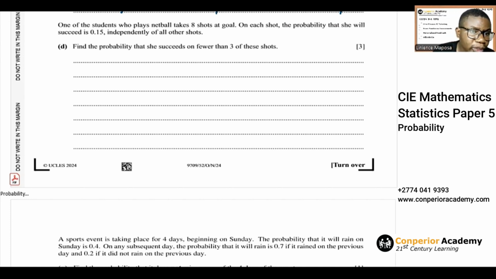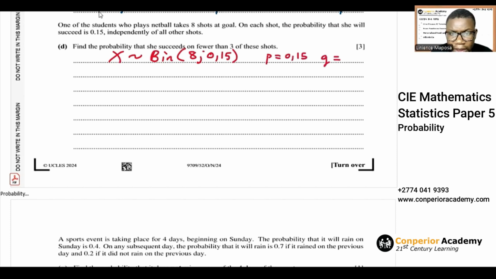So if we were to answer this, I'll use a different color pen here. We would say X follows a binomial distribution with parameters n being 8 attempts, and probability of success 0.15. It's important that you understand that. So p is your probability of success, equal to 0.15. Then q is your probability of failure, which is 1 minus 0.15, which is 0.85. So the binomial formula says n choose r, then you have the probability of failure to the power of n minus r, and then your probability of success to the power of r.